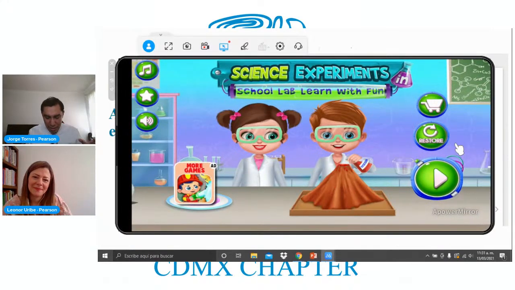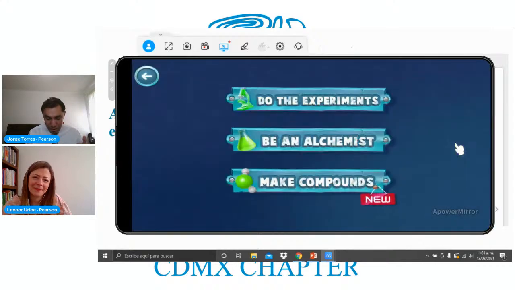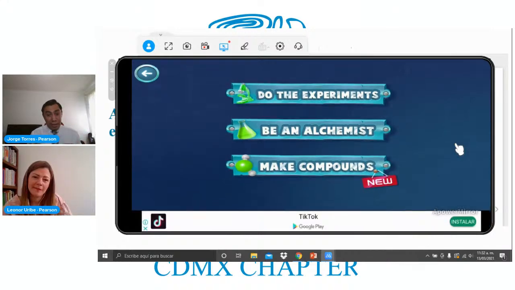So we have 3 categories in here. I'm going to click and play. We can do some experiments. We can become an alchemist, and we can make compounds. That's a brand new one in the application. And because it's a free app, we have some ads in this one, so we have to close those. I'm going to select do the experiments.